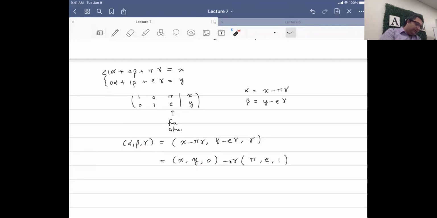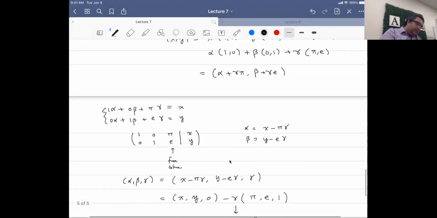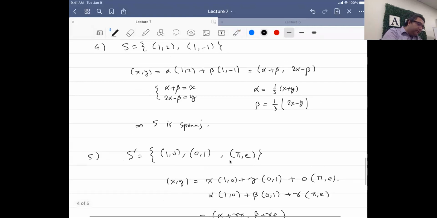So this is the entire solution set. Gamma is free, any real number. So which one did I choose naturally? Gamma equals 0. This is what I chose. So then alpha is x, beta is y, and gamma is 0. This is what I chose here.